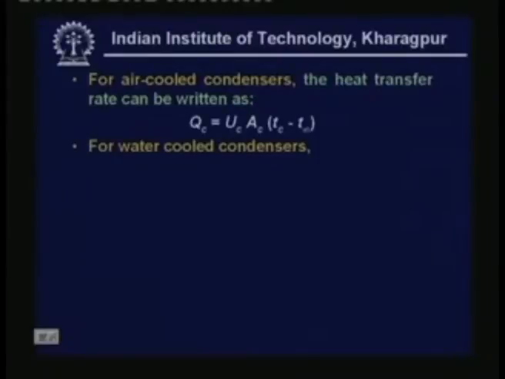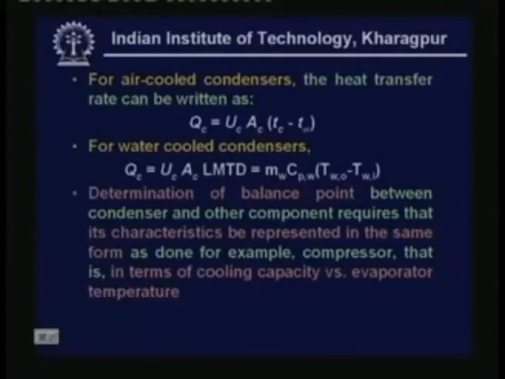Whereas for water cooled condensers, one can use the equation like this: QC is equal to UCAC into LMTD, where LMTD is the log mean temperature difference. This in turn is equal to MW CPW into TWO minus TWI, where MW is the mass flow rate of the cooling water, CPW is the specific heat of the cooling water, and TWO and TWI are the exit and inlet temperatures of the cooling water.